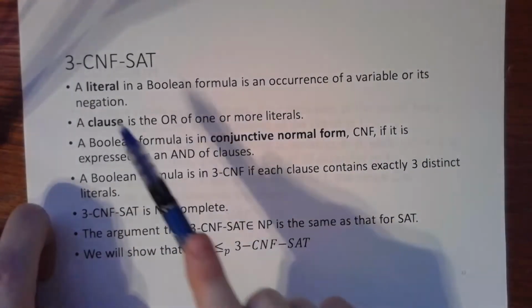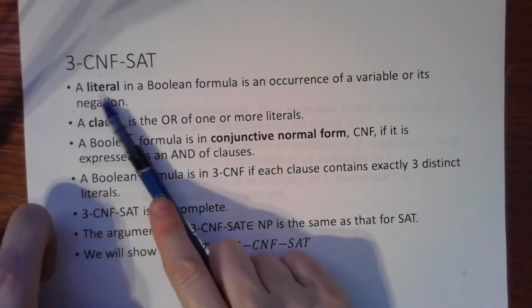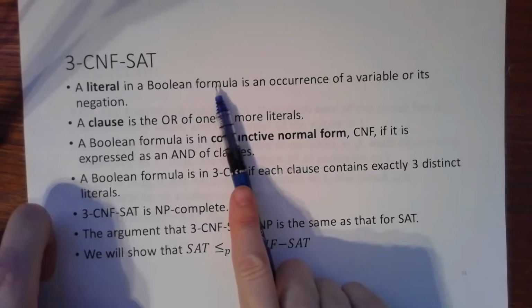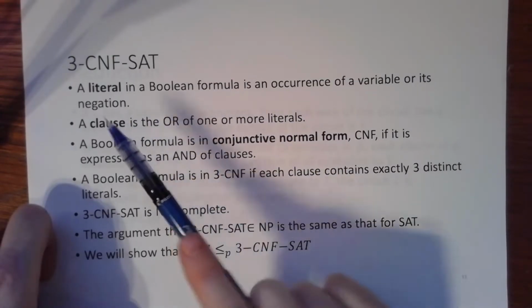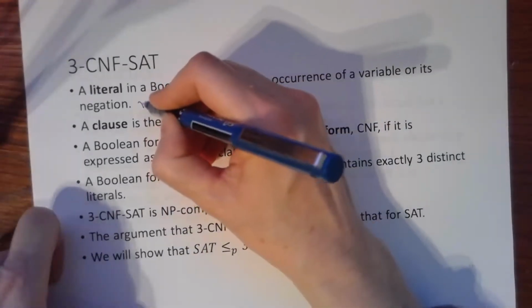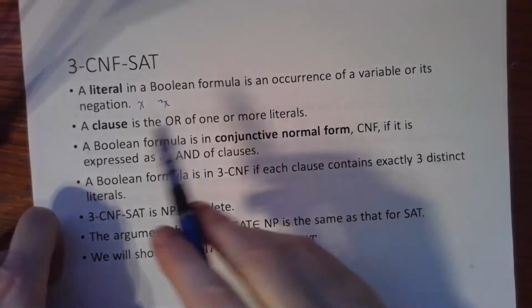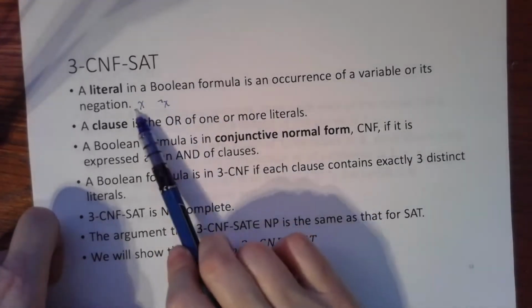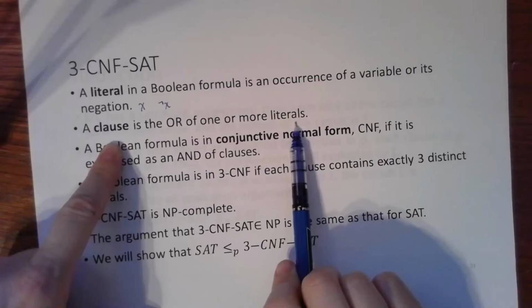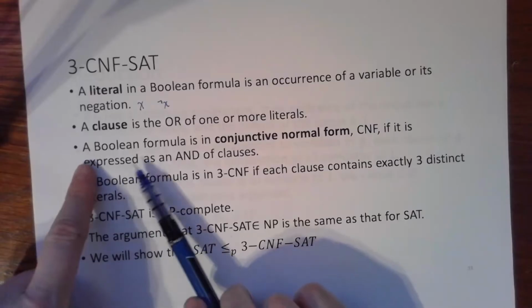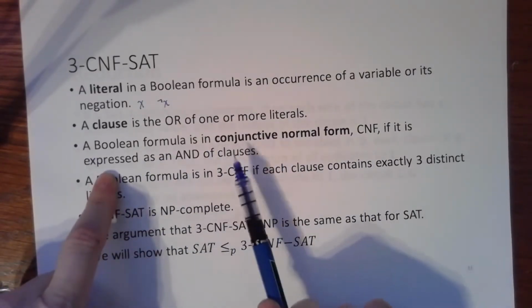Let's review a few pieces of terminology. A literal in a Boolean formula is an occurrence of a variable or its negation. That means x is a literal, and not x is also a literal. Either one would be considered a literal. A clause is the OR of one or more literals. And a Boolean formula is in conjunctive normal form if it's expressed as an AND of clauses.